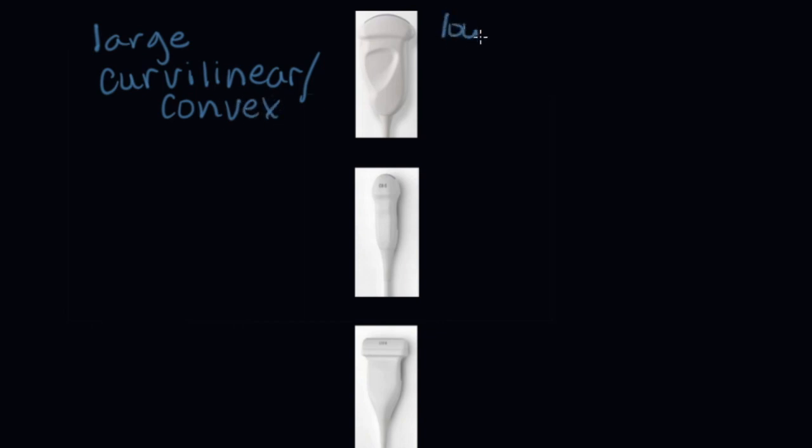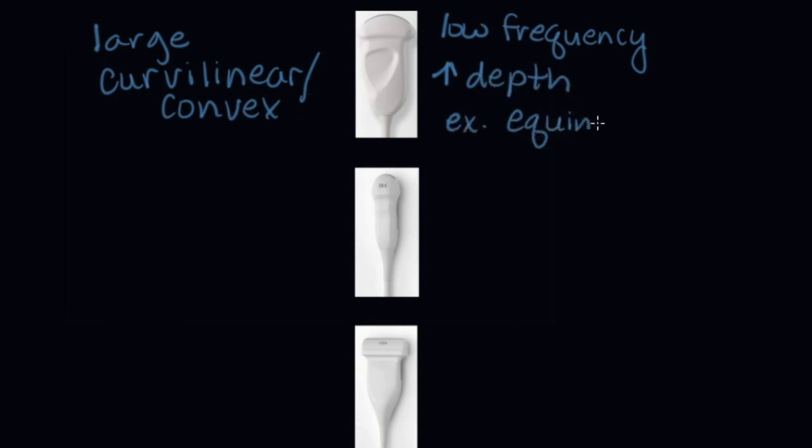Here are 3 commonly used types of transducers. On the top is a large curvilinear or convex probe. This low-frequency transducer is good for situations in which we need a high penetration, such as an equine abdomen.